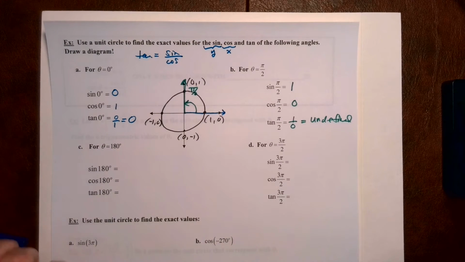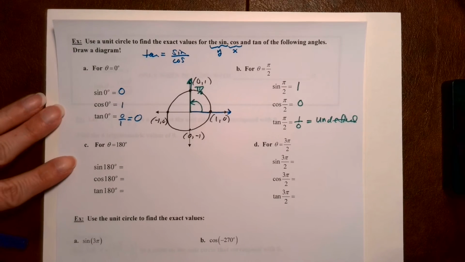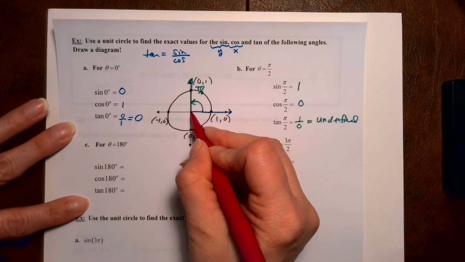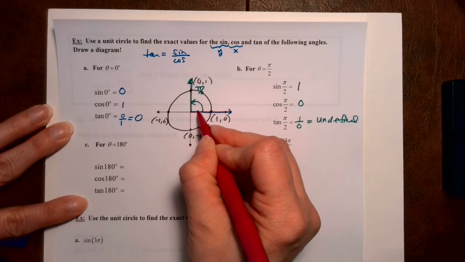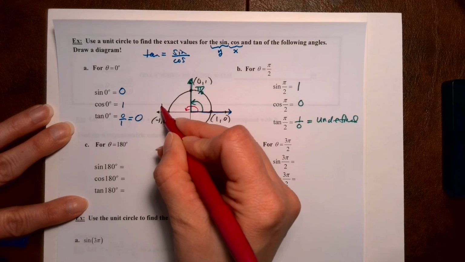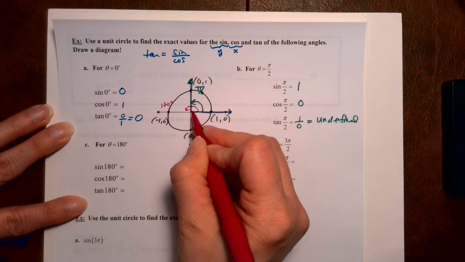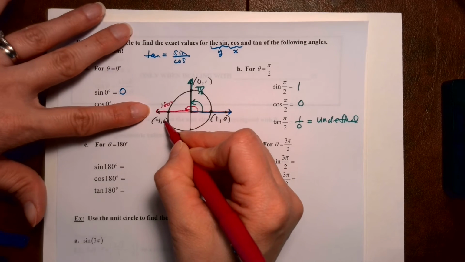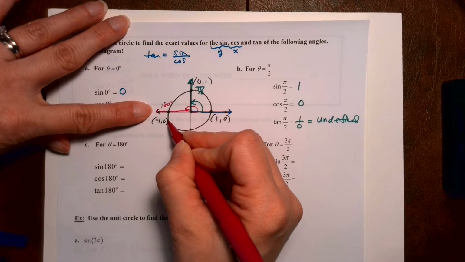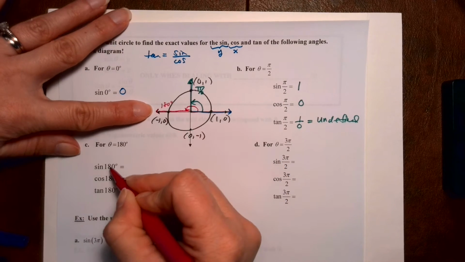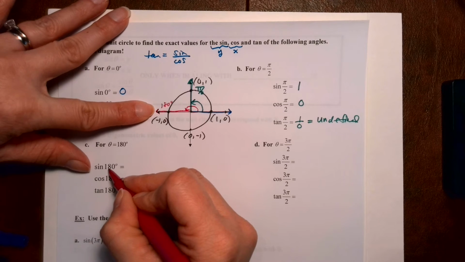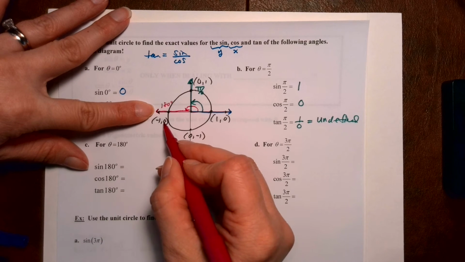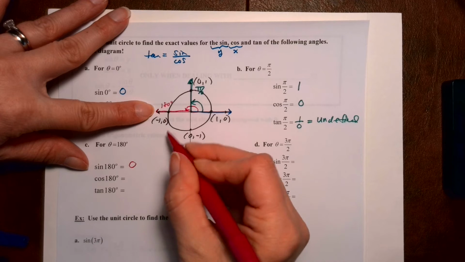All right, let's go to 180 degrees. So I put my initial ray on the positive x-axis. I swing all the way around to here, okay, 180 degrees. So I'm at this point, -1, 0. Sine of 180. When I say sine, we say the y number. So the sine of 180 is 0.